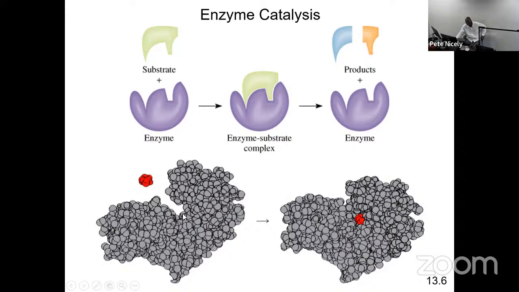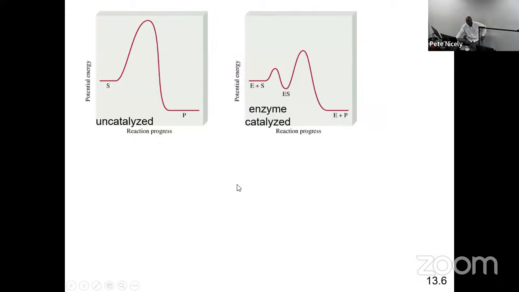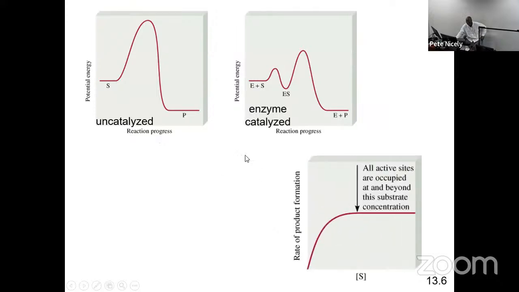And you'll notice when it fits in here, it alters the shape of the enzyme, and the reaction will take place, and then the products will be released from this, and the enzyme will retain its shape after that. So this is basically showing you some enzyme kinetics in terms of the different graphs showing you the energy change versus the reaction progress as the substrate is converted to a product.